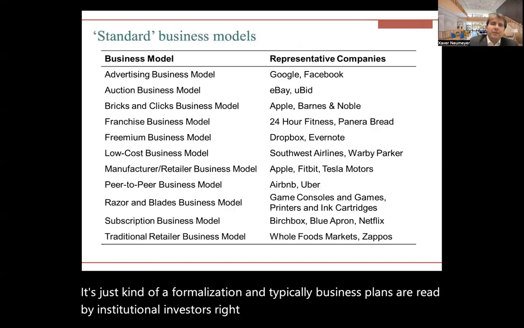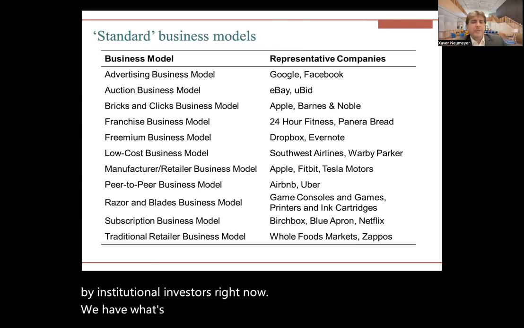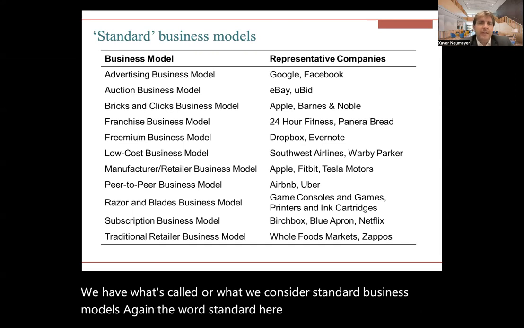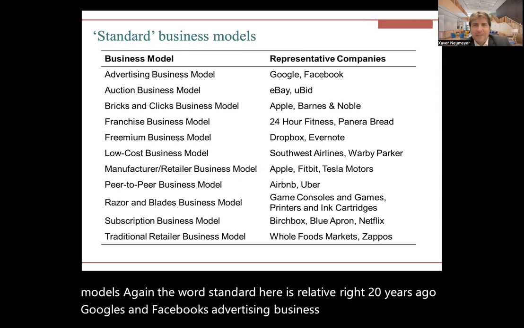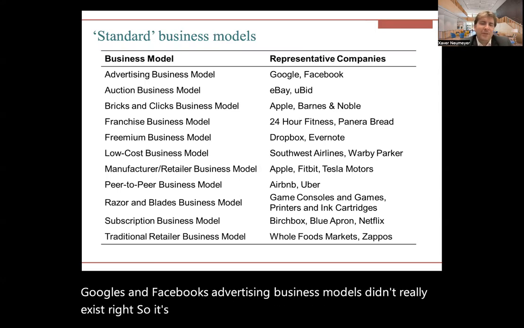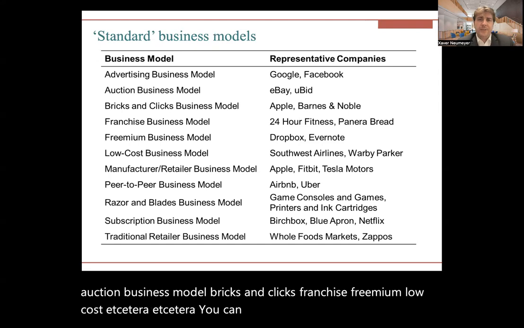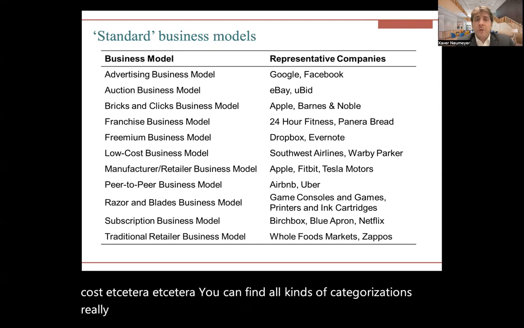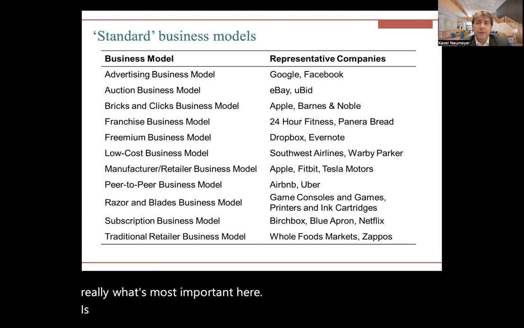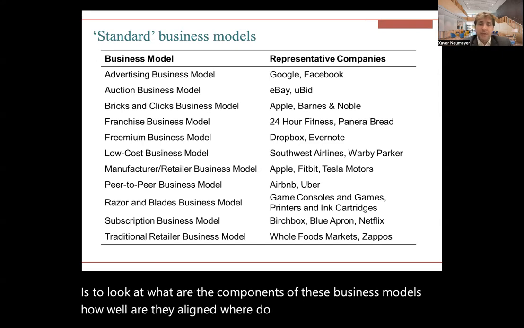Now, we have what we consider standard business models. Again, the word standard here is relative, right? Twenty years ago, Google's and Facebook's advertising business models didn't really exist, so it's not been that long. We have what's called an auction business model, bricks and clicks, franchise, freemium, low cost, et cetera. You can find all kinds of categorizations. Really, what's most important here is to look at what the components of these business models are, how well they are aligned, where they create value, et cetera.